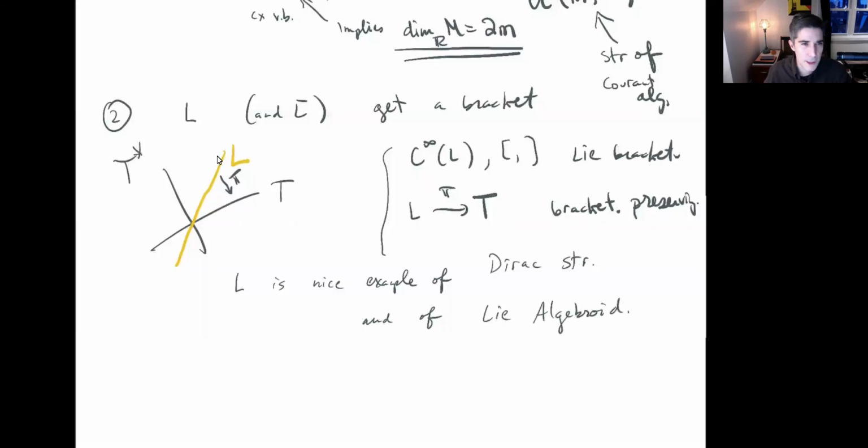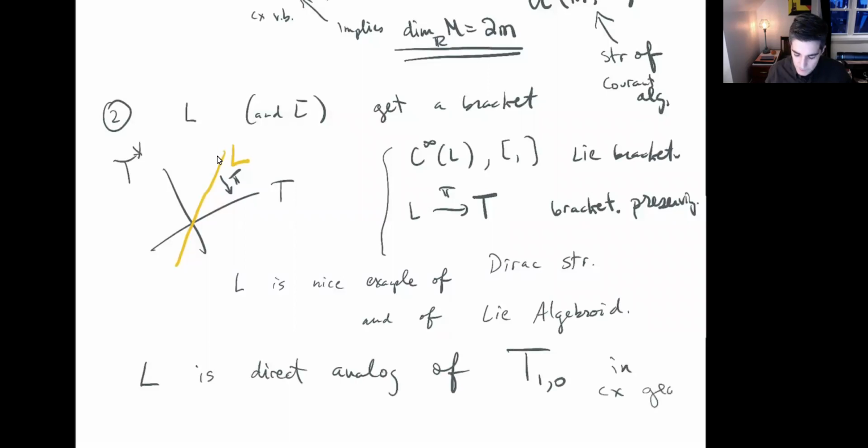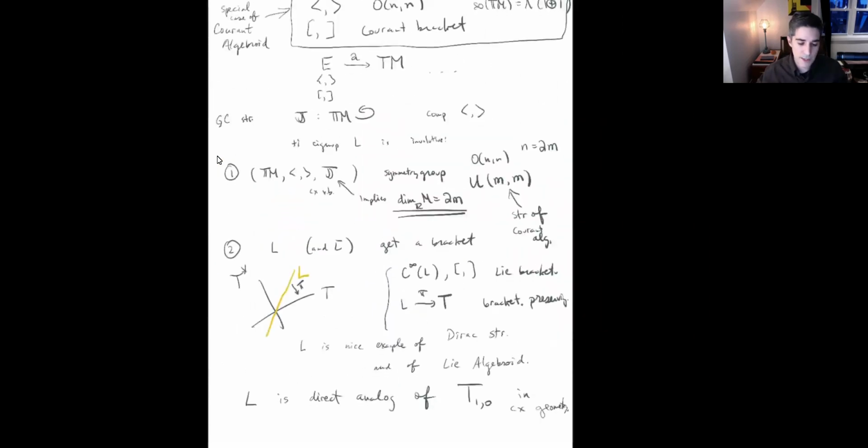Algebroid really means that it's like a Lie algebra, but it's a vector bundle. So it's spread out over a manifold. So this L is the direct analog of T^{1,0} in complex geometry. Okay, so that's how you define the structure properly.